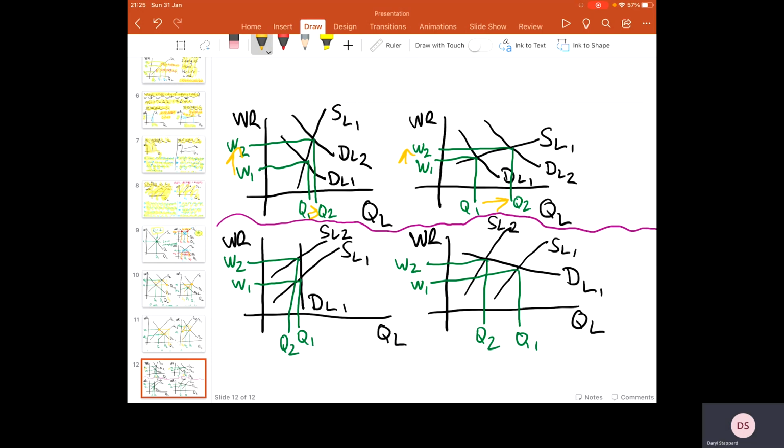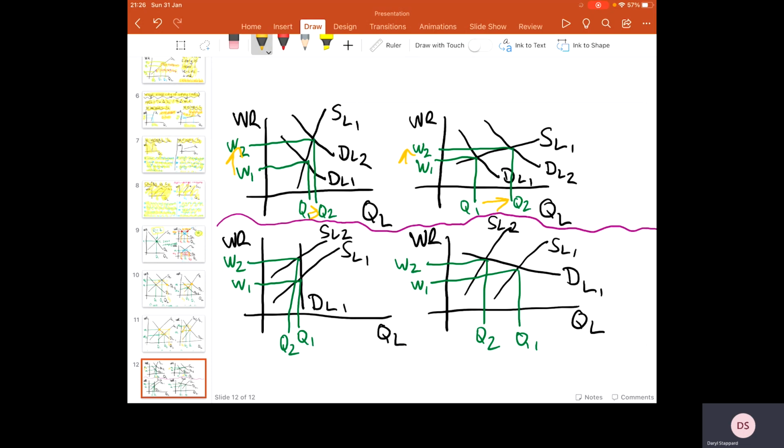So if the supply of labour is inelastic, there'll be a much more significant impact on wage rates than employment levels. If the supply of labour is elastic, there'll be a more significant impact on employment levels than wage rates. Now look at the bottom two diagrams. Imagine you were given a question: to what extent will an inward shift in the supply of labour lead to higher wage rates and lower employment?